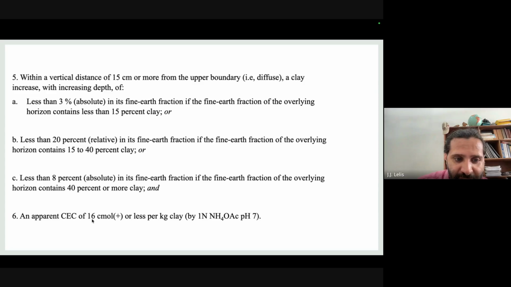If you register higher values than 16, it indicates that that specific horizon registers high activity clays, or at least a high amount of activity clays, and because of this, you cannot identify that horizon as an oxic horizon, okay? So only low activity clays. How can I know that? Just divide the result of the CEC by the content of clay.